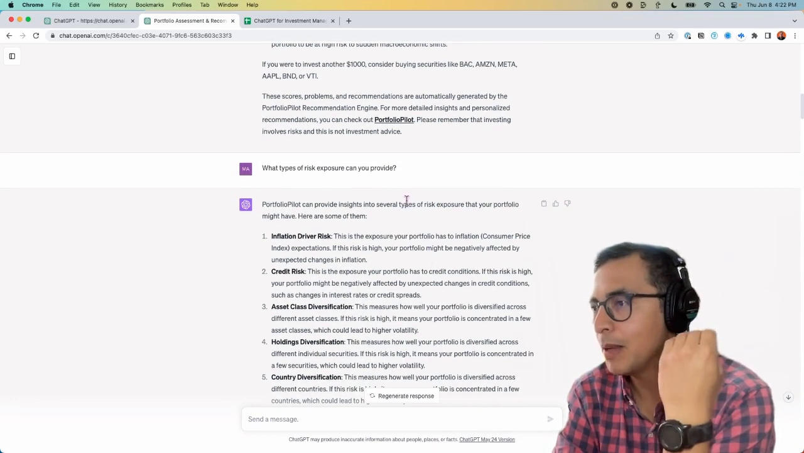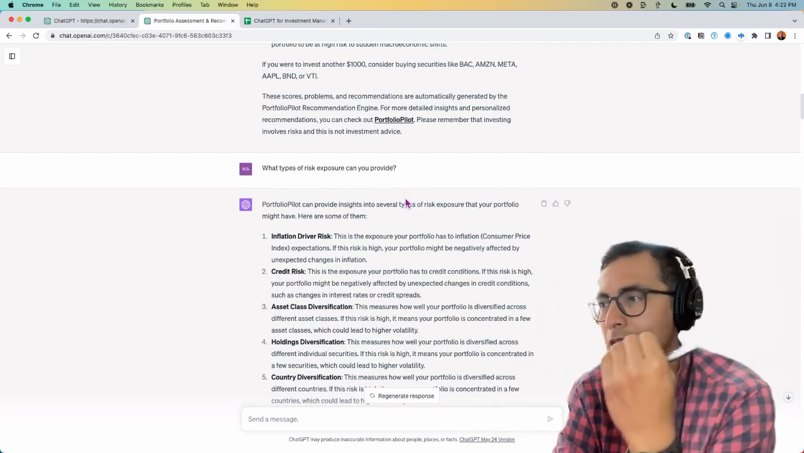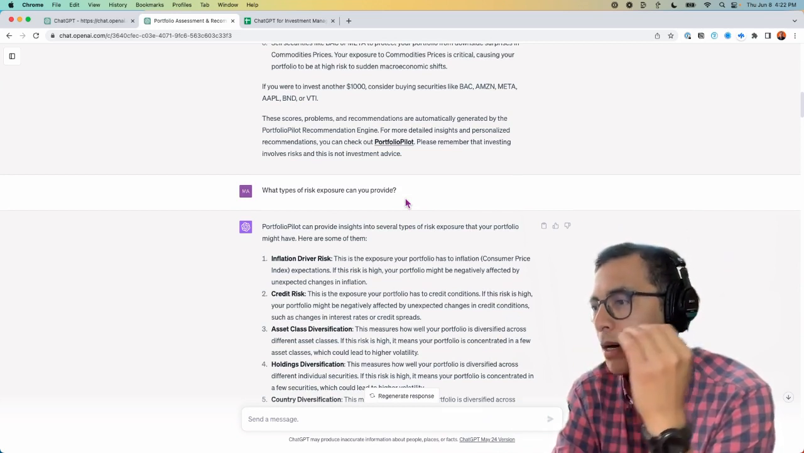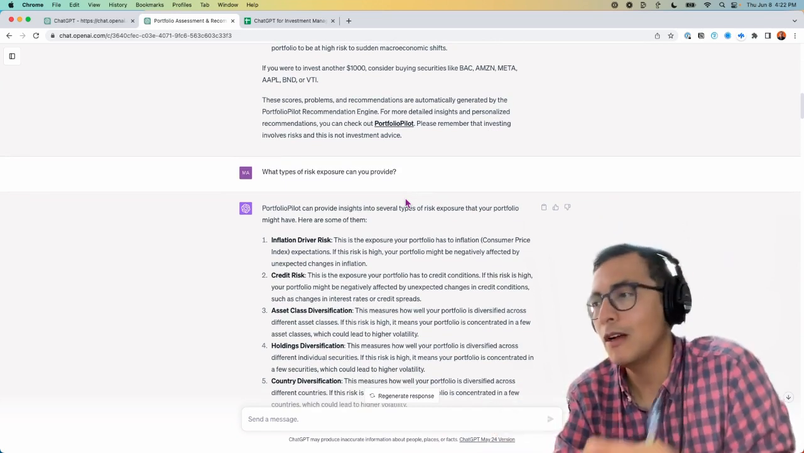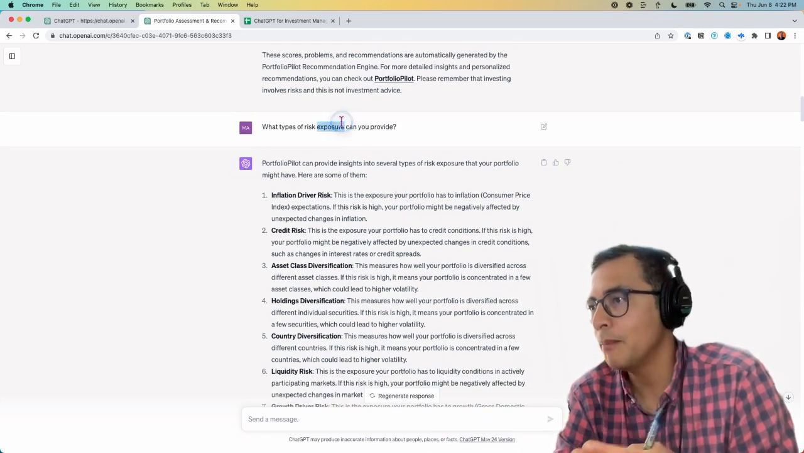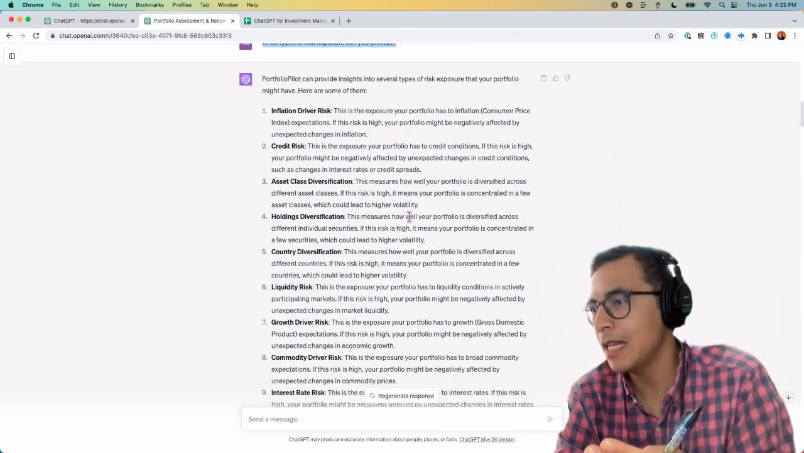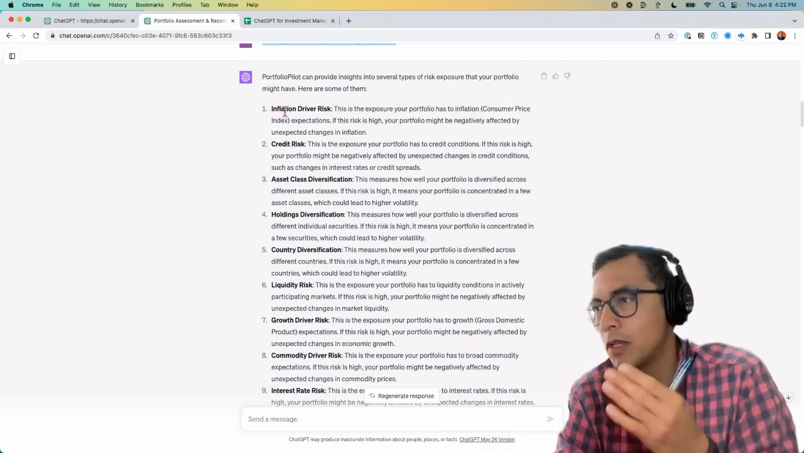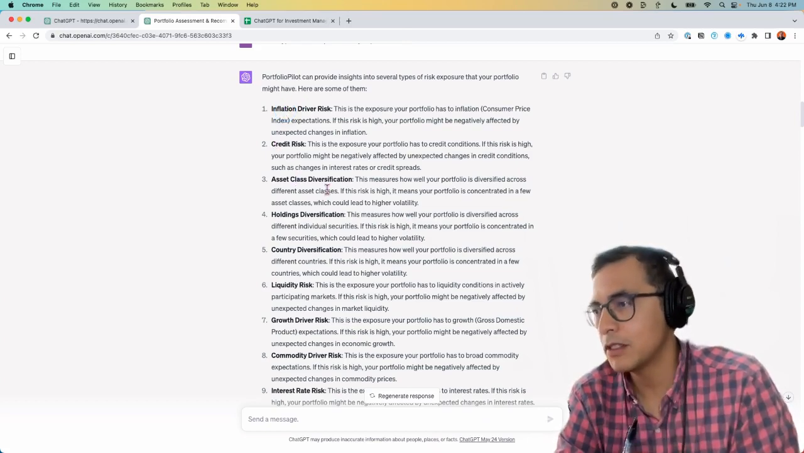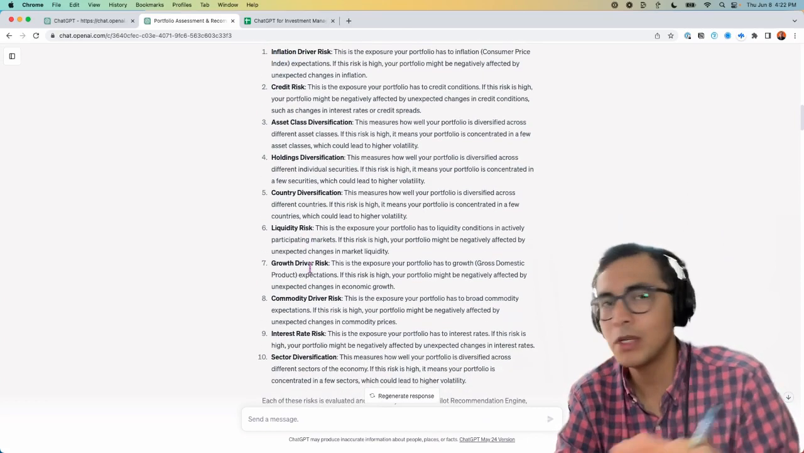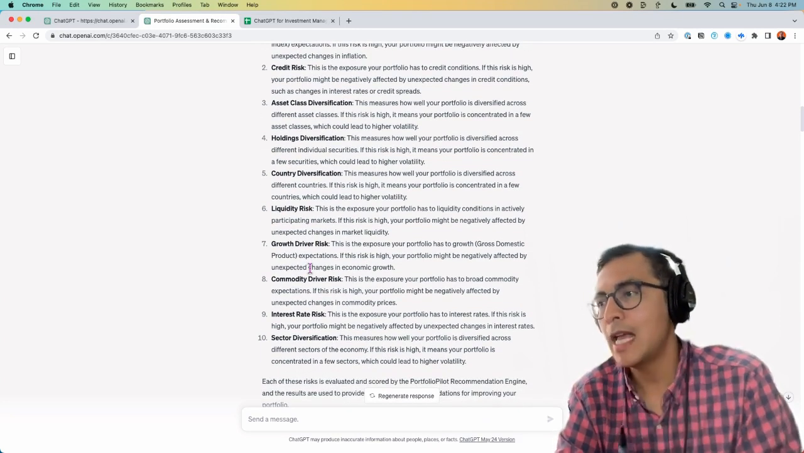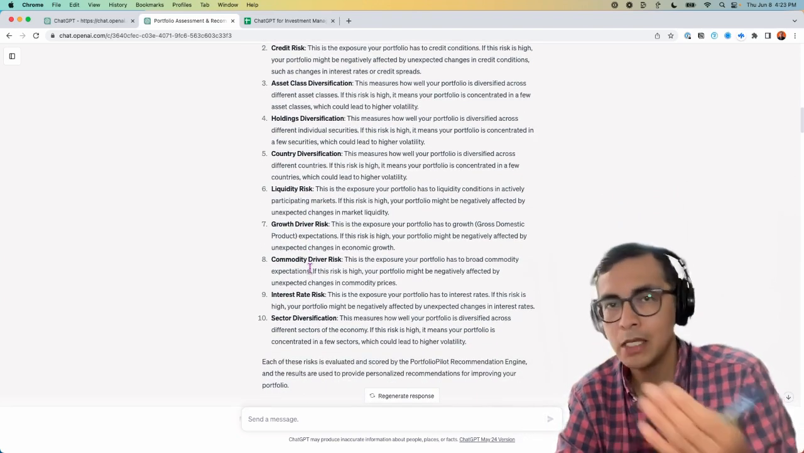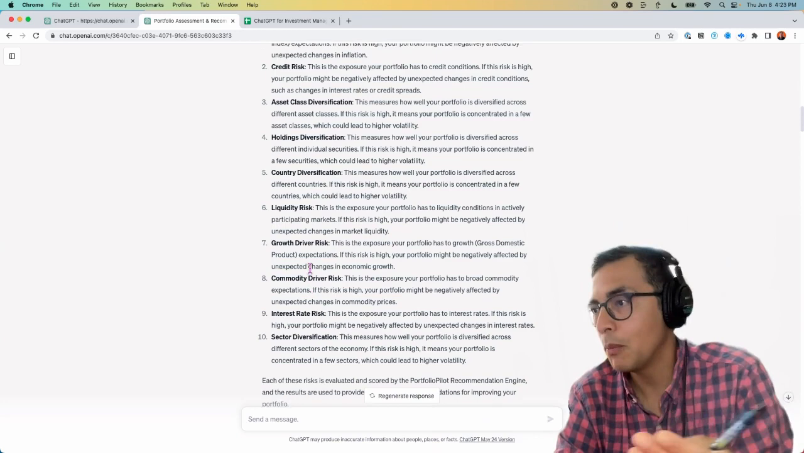The next thing that I ask is a little bit more clarity on the different risk that goes into the PortfolioPilot model, just to get a little bit more clarity in terms of where I can double click. And so with this prompt, ChatGPT returns the different categories of risk that you might assess in your portfolio. So if you care about inflation, credit risk, asset class diversification, holdings, etc., you have all these risks that you can choose from, and you can ask ChatGPT to evaluate your portfolio based on these particular risks. And so depending on your situation, you might want to do that.